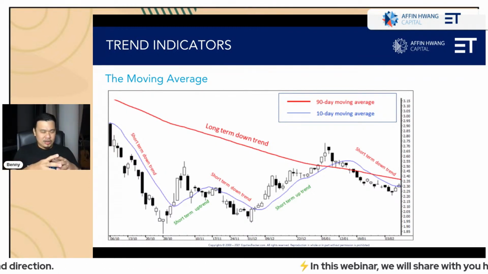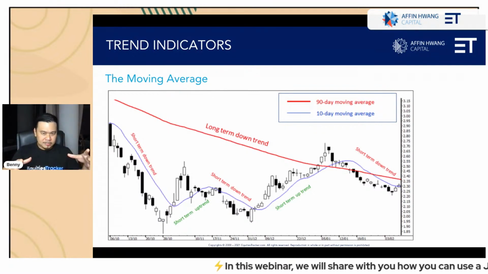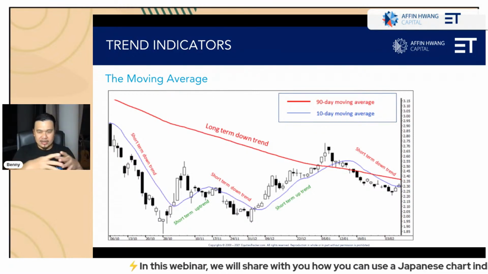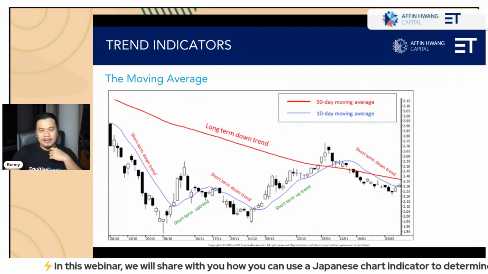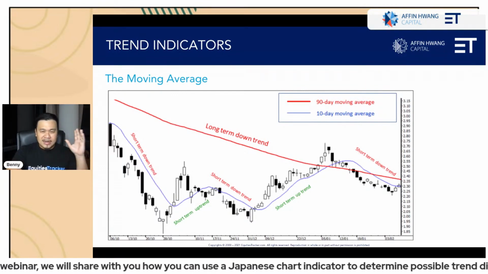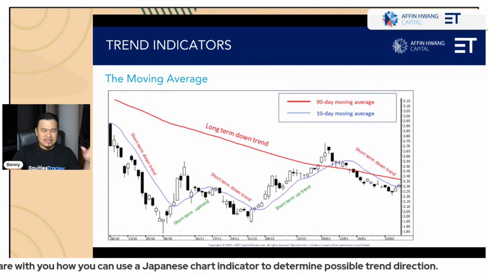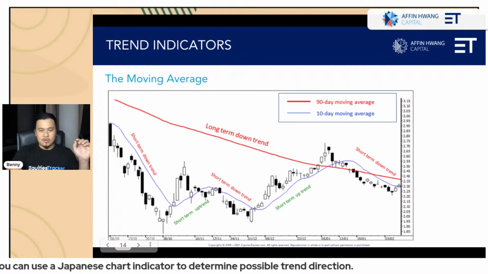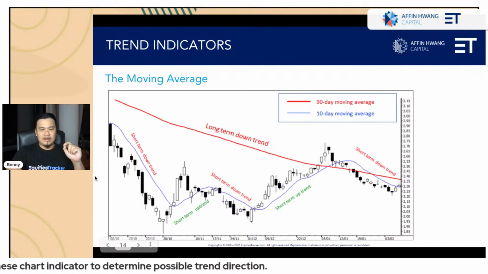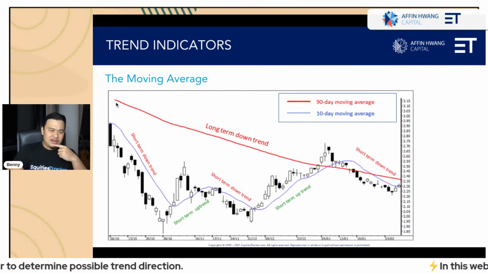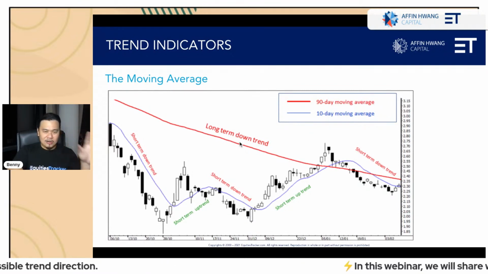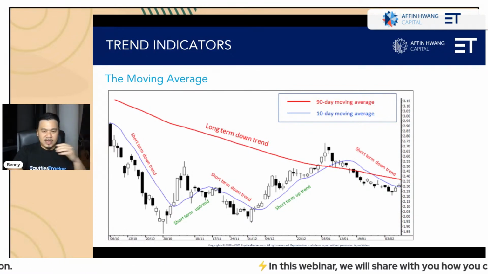So the higher you put in the parameter, the number of days you want to calculate, the longer term you're trying to identify a trend. So it can be like 90 days, it can even be like 10 days, depending on the trend that you are identifying. All right. So in this case here, for example, the red line that you see there, that's considered a long-term downtrend. That's a 90-day moving average.